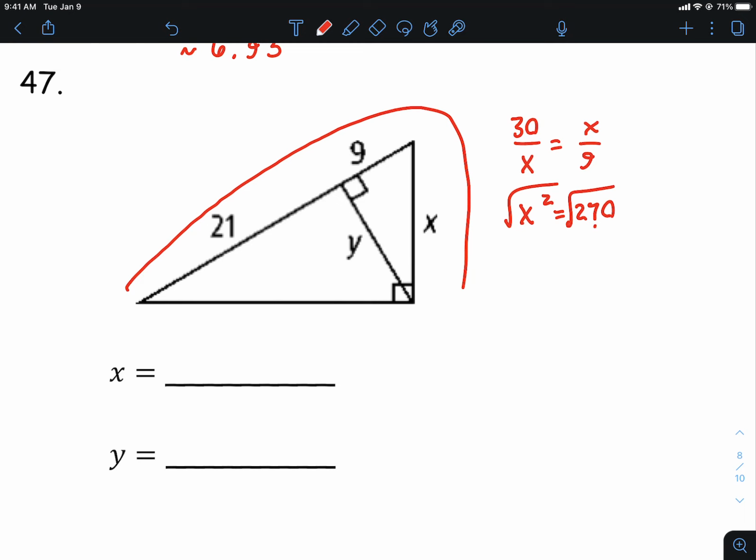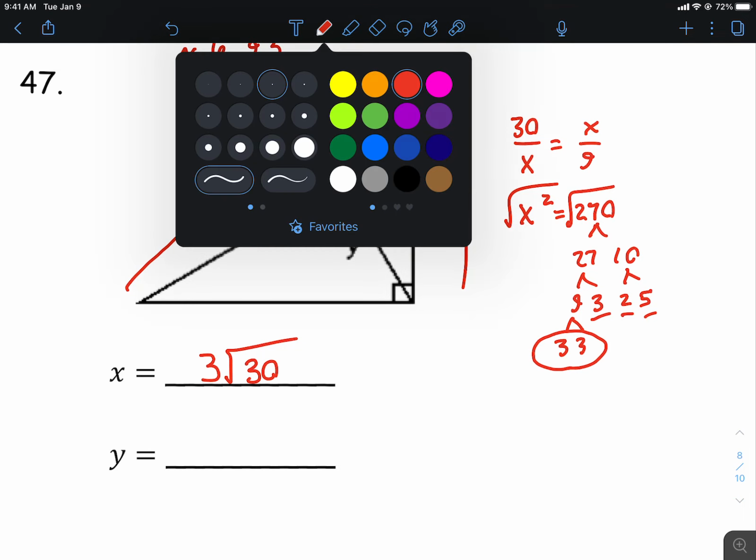I don't think 270 is a perfect square, so I'll break it down. I'm going to go 27, 10. Let's go 9, 3, 3, 3, 2, and 5 for the 10. And actually, you only got one pair right here. You only got a pair of 3s. And then you got a 3, 2, and a 5 left over. You will multiply all those together. 3 times 2 is 6. 6 times 5 is 30. So 3 square root of 30.